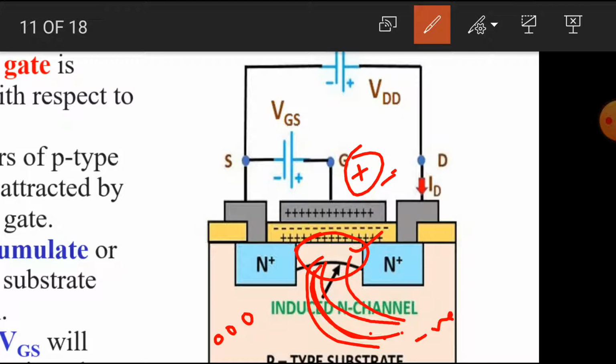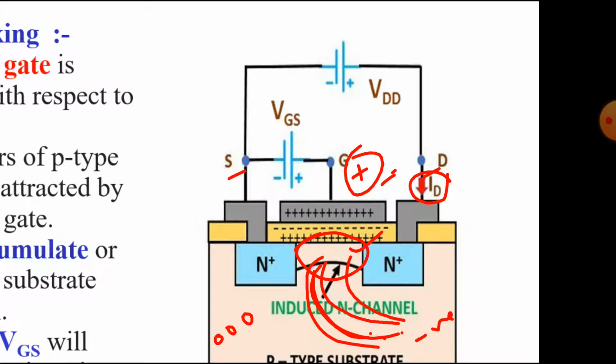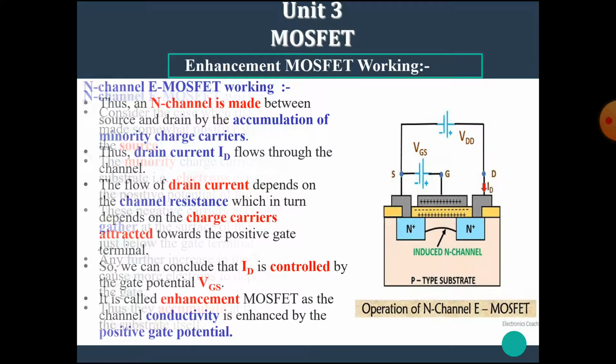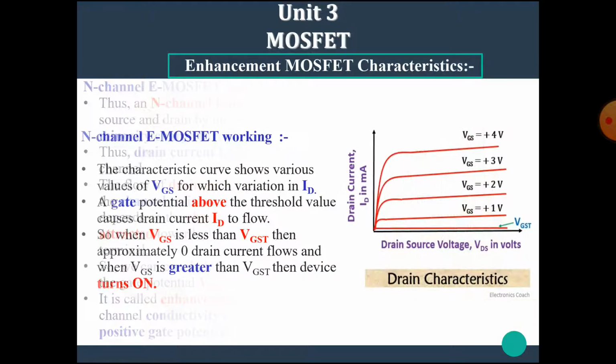Hence, what happens in this condition? A channel is formed between the drain and source. Due to this channel, the current ID flows through the device. Okay, I hope now you all understand the working of the N channel E MOSFET.